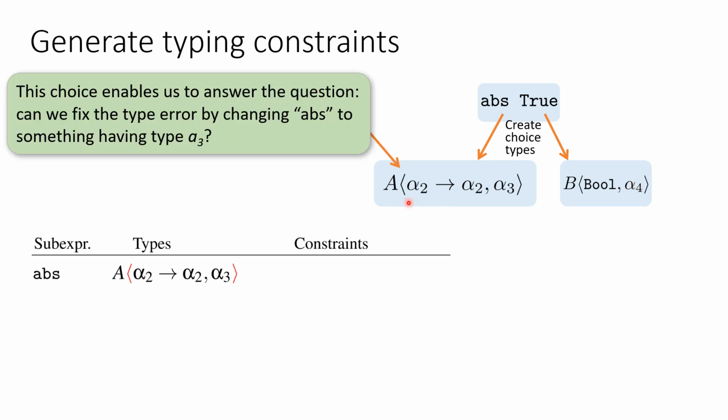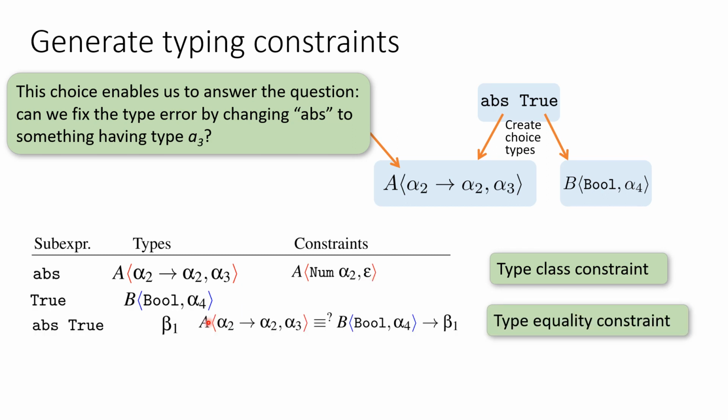Now, in addition to assigning these choice types, we also need to collect constraints. For abs, we have a constraint that says alpha2 must be a member of Num in the left alternative. In the right alternative of A, we don't have any type class constraint for alpha3, so we use an epsilon here.